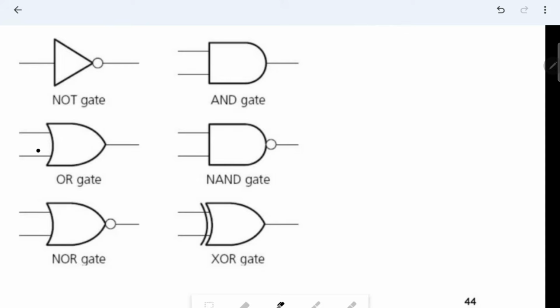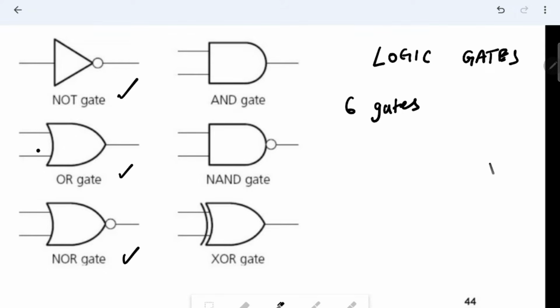Welcome to another video. Today we are going to be having a look at logic gates, something that in computer science is tested quite often. Now in the computer science syllabus you need to know 6 gates, and they are as follows: the NOT gate, which is right here, the OR gate, the NOR gate, the AND gate, NAND gate, and XOR gate.